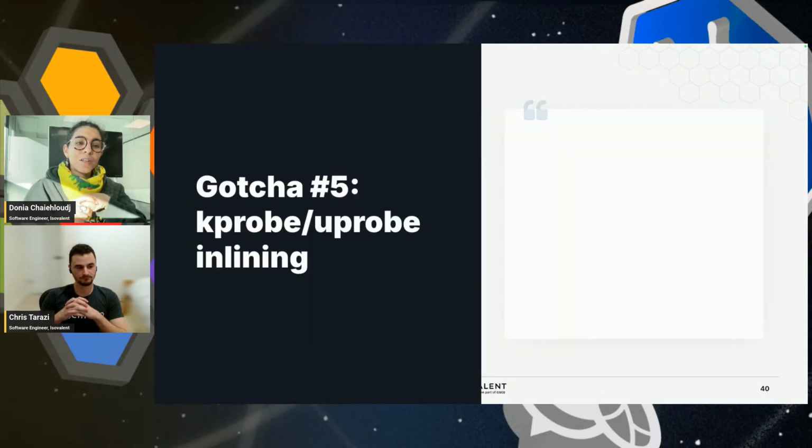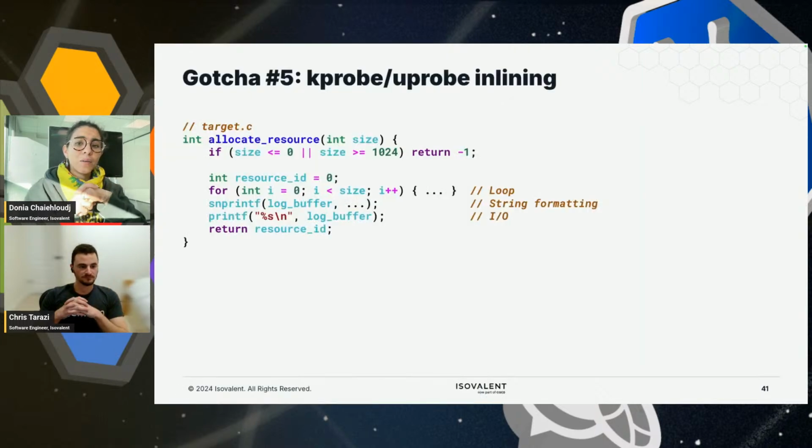Okay, let's move on to the next gotcha about inlining again, and we're going to look at some code. Here we have a function named allocate_resource, a simple function that validates input, does some computation, and returns the result. Nothing fancy, right? So you might think attaching a probe here would be straightforward.